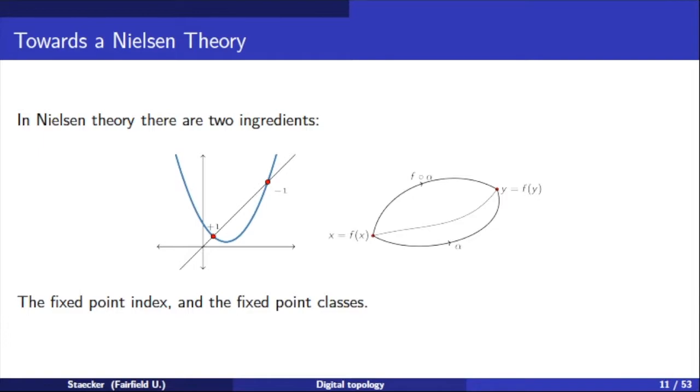You group the fixed points together according to whether these kinds of paths can exist. If there's a path from one to the other that is homotopic to its image under the function, then they're in the same fixed point class. All right? These are the two ingredients in Nielsen theory.